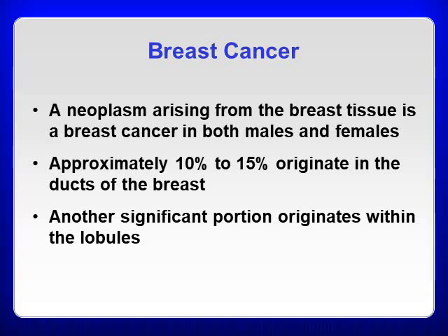Breast cancer is a neoplasm arising from the breast tissue in females. There's other areas where it could originate in. A significant portion originates within the lobules of the breast. The cells can escape the breast and metastasize, and that's one of the big concerns with this. So metastasis is just when the cancer spreads to other parts of the body. With the exception of skin cancer, this is probably the most commonly diagnosed cancer among women.